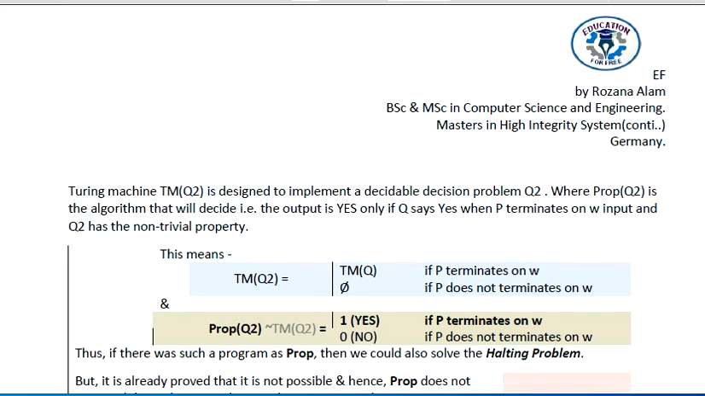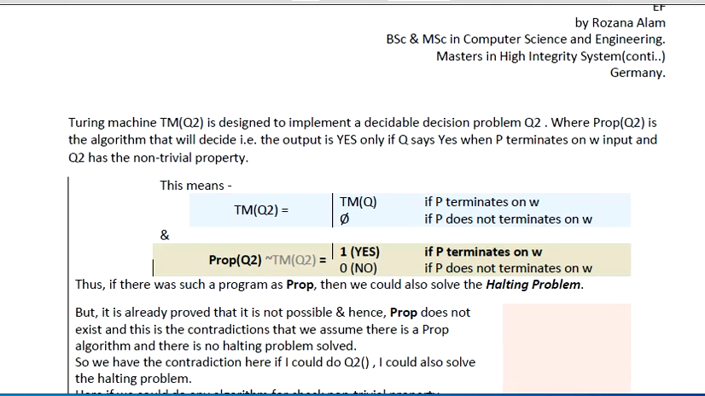So see here, Turing machine Q2 is equal to TMQ if P terminates with W input, or phi, the empty set, if P does not terminate with W input. And also we can say PROP Q2 is approximately like TMQ2, which is written as yes or 1 if P terminates with W input, or 0 or no if P does not terminate with W input.